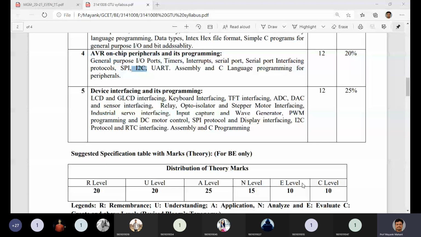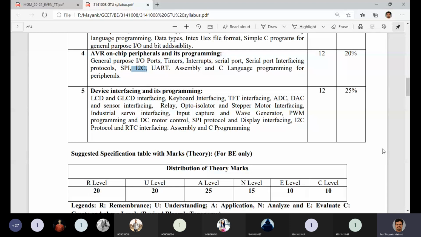In parallel communication, suppose I want 8-bit parallel data, I need an 8-bit channel, or 8 wire connections. But in serial communication, you can communicate with only 2 wires. SPI and I2C are the most common serial communications which are available.